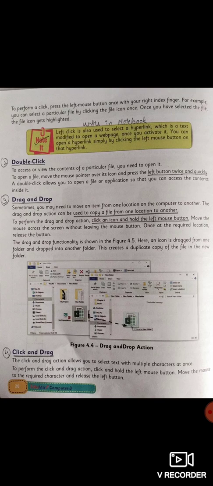So let's see what is drag and drop. Sometimes you may need to move an item from one location on the computer to another. The drag and drop action can be used to copy a file from one location to another. So what is drag and drop? It is telling us if you want to move an item from one location on the computer to another, the drag and drop action can be used to copy a file from one location to another.